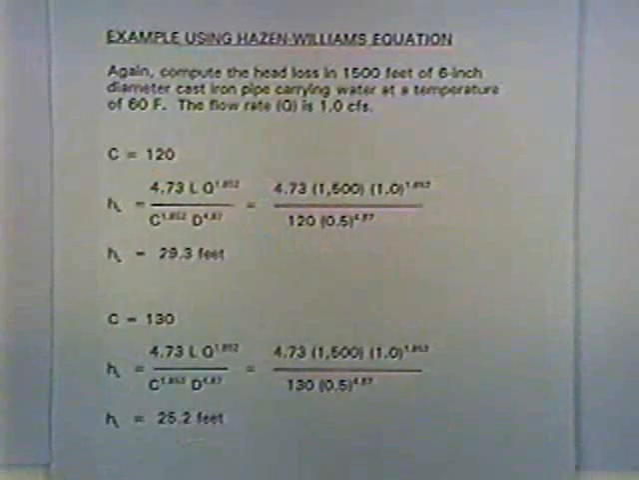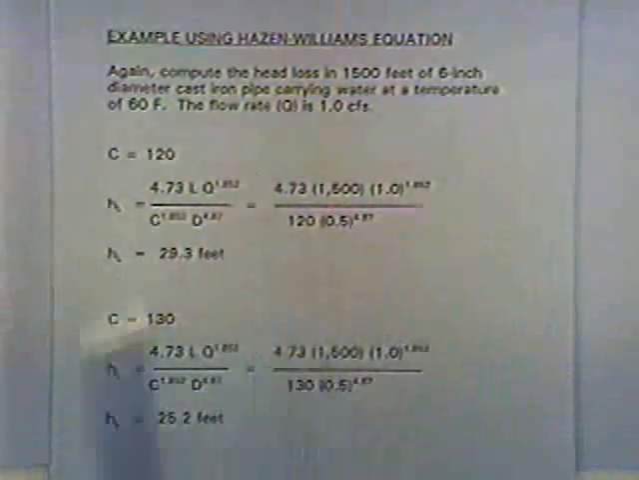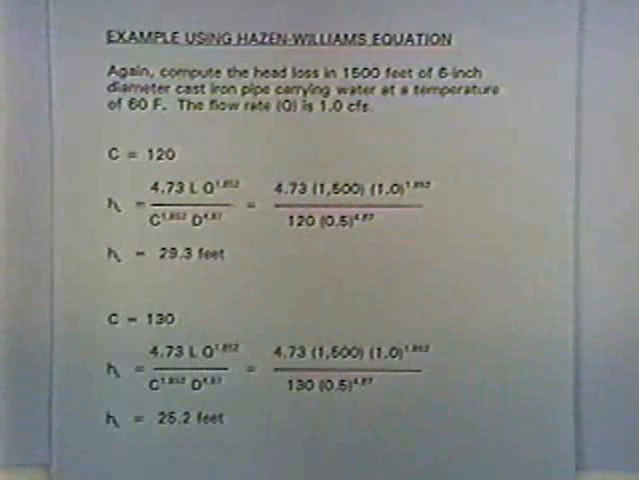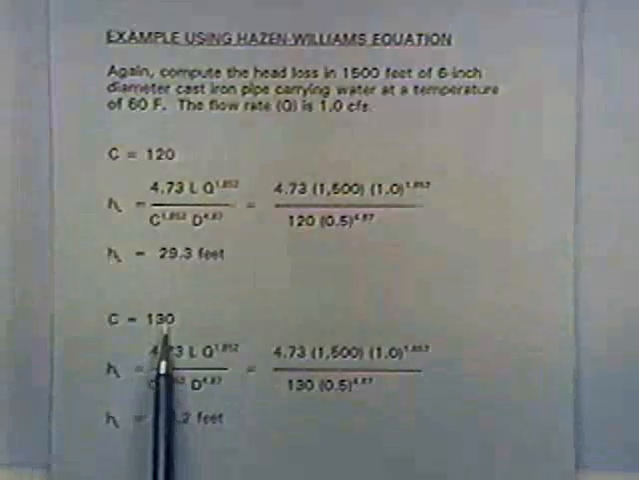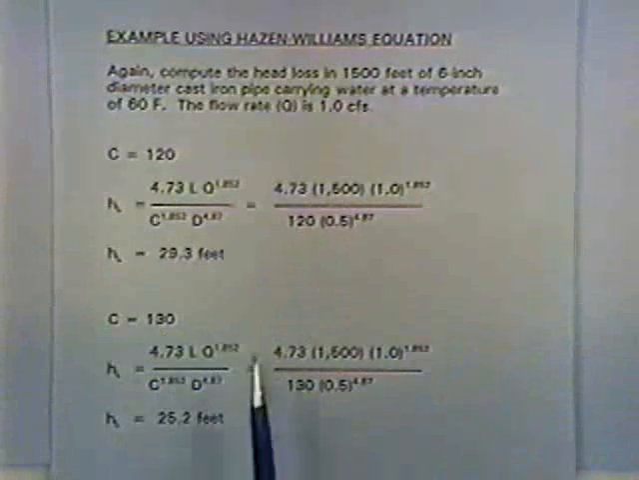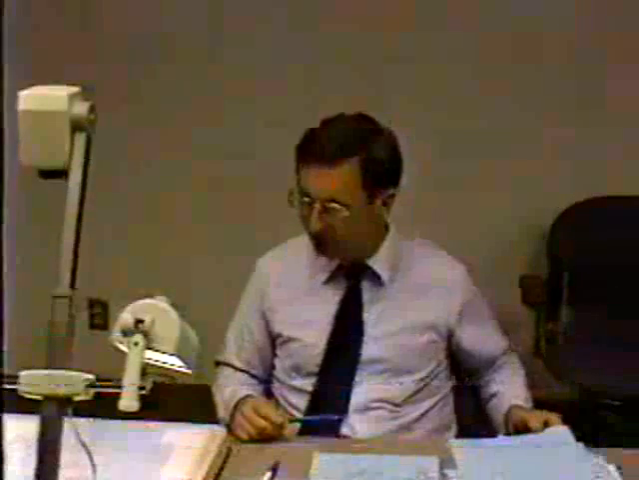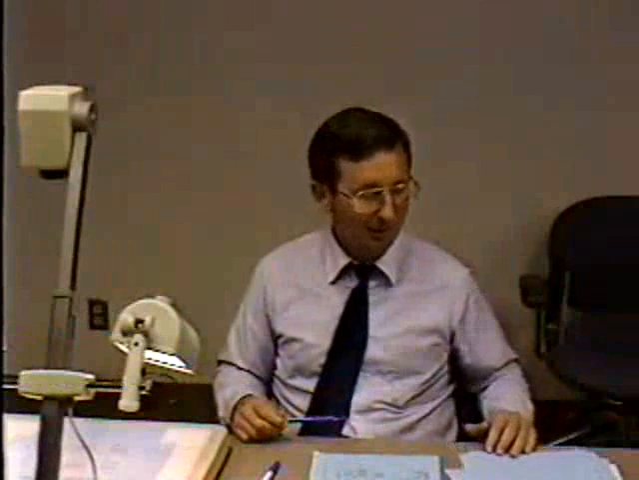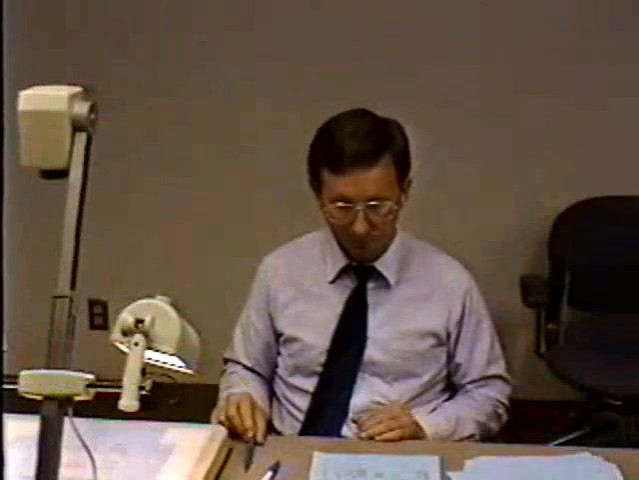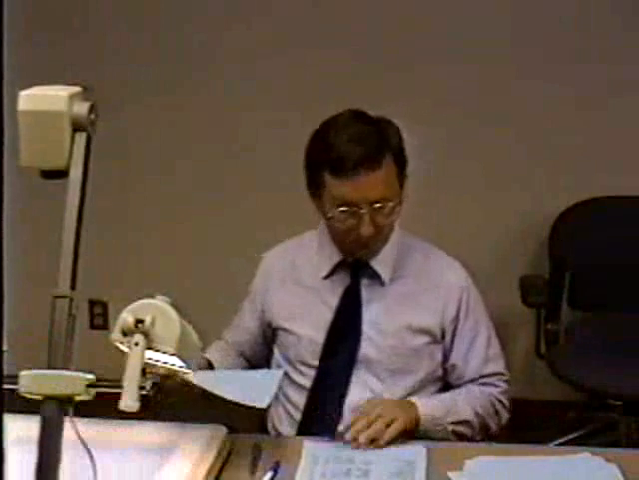All right, great. And so you plug in the numbers, and the numbers are all the same, except the first time I plugged in 120, which is a reasonable number for a pipe that has been in the ground for a while. And then I plugged in 130, which is a reasonable number for a brand new pipe. And the head loss up here is 29.3 feet, and the head loss here is 25.2 feet. And I forget what it was before. It was some number in between those two numbers when we applied the Darcy-Weisbach equation. Okay.